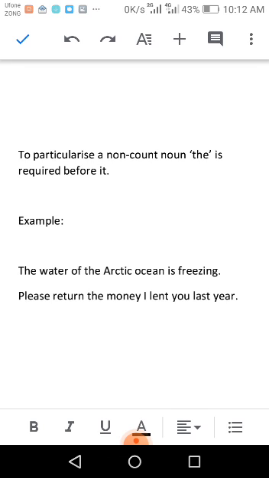Please return the money I lent you last year. So it is that specific money that I lent you last year. That is the reason we place the before the uncountable noun. We want to specify that uncountable singular noun.